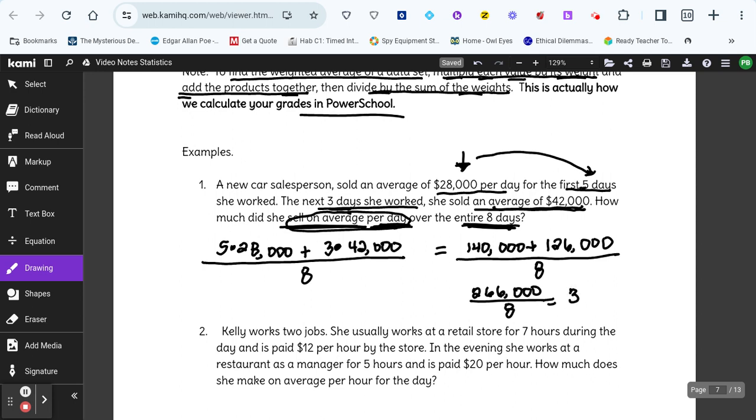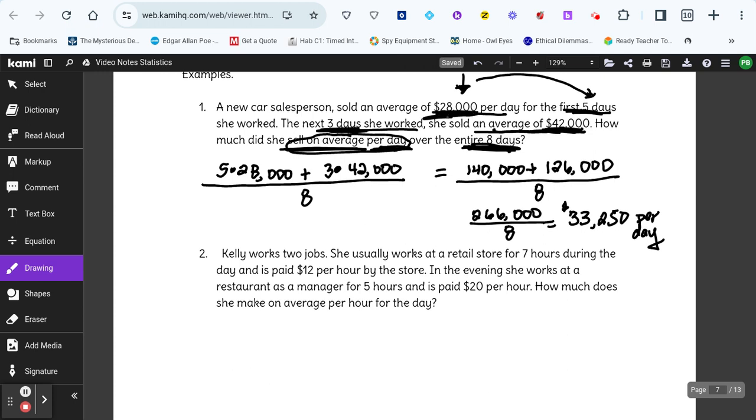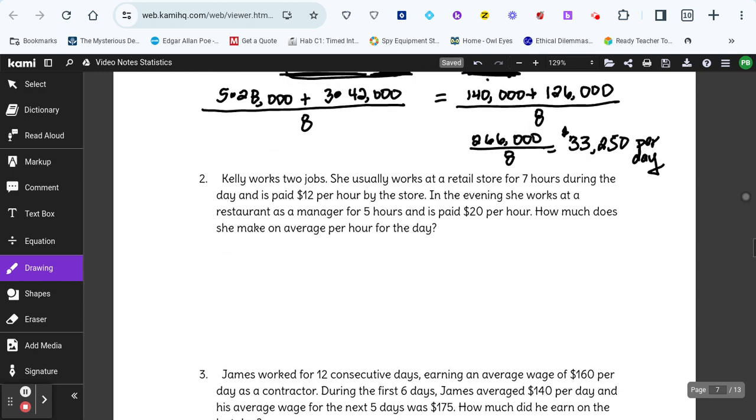So the average car sales per day would be $33,250 per day. Weighted mean just means you have to multiply the numbers that repeat by the number of times they repeat. Like this number repeats 5 times, so 5 times that number. This number repeats 3 times, so 3 times that number, and you divide by the total number of numbers. This happens 5 times, this happens 3 times, that's going to be 8 numbers.